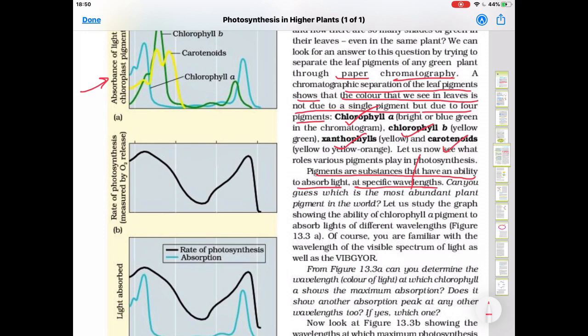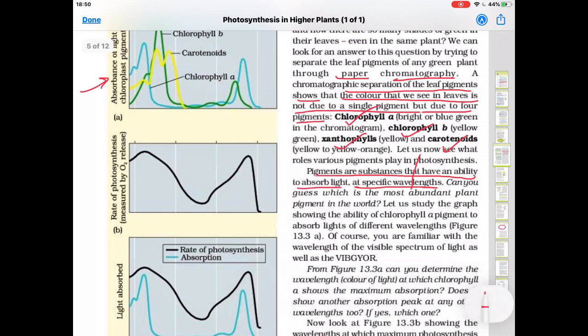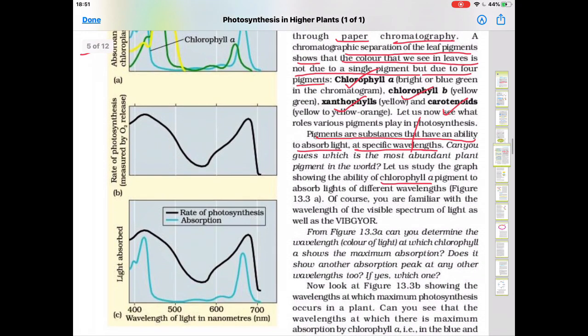So in the plants these pigments are present which absorb the light of different wavelengths. Can you guess which is the most abundant plant pigment in the world? Yes, chlorophyll A. Answer is chlorophyll A is the most abundant plant pigment present in this world. Can you determine the wavelength at which chlorophyll A shows the maximum absorption? From this graph we can tell that at 440 nanometers chlorophyll A shows the maximum absorption.